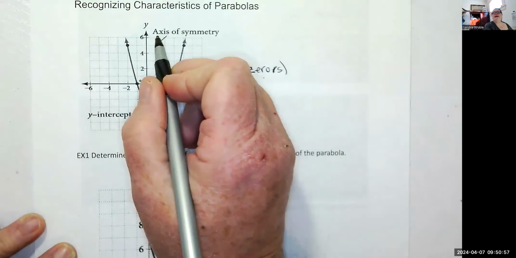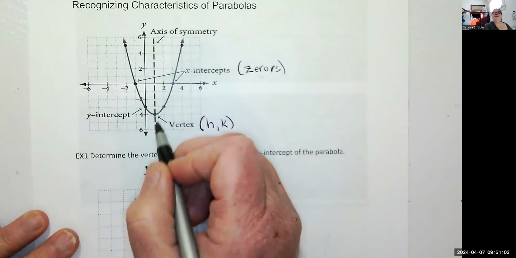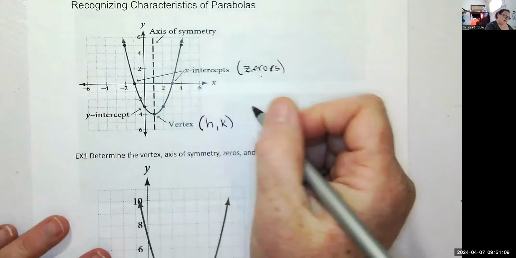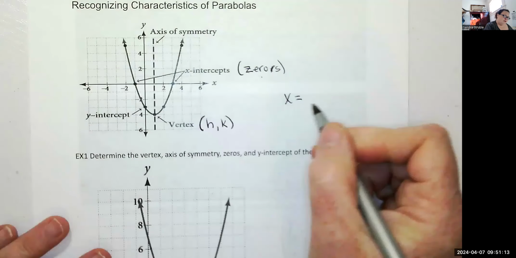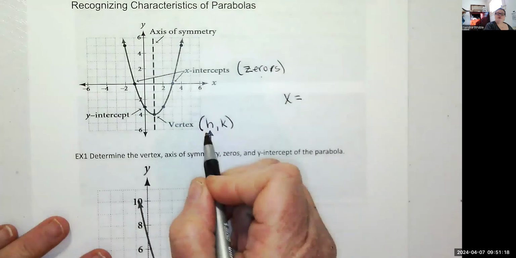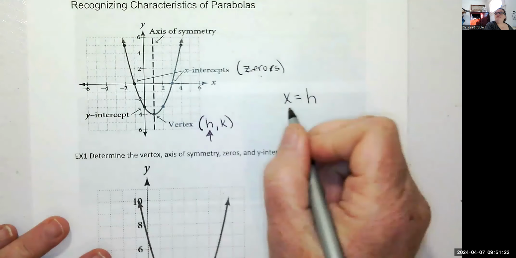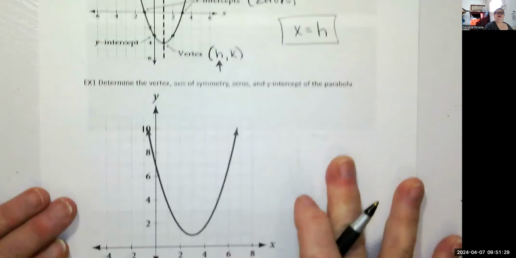The last piece here is the axis of symmetry. The axis of symmetry is a line. It's a faux line. It's where the parabola is split in half, and it is always referenced as the equation x equals whatever the h is in your vertex. So it's x equals h. And you would write it in this format. You wouldn't just write h. You would give me an equation, x equals h.